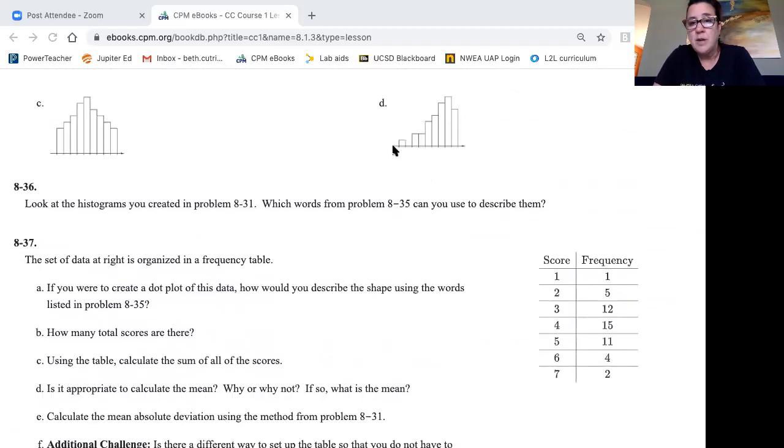So if I'm looking across the bottom here at the score, 1, 2, 3, 4, 5, 6, 7, I would say my score 1, looking at this table, has 1 recorded score of 1, whereas the score 2 would go all the way up to 5. There'd be 5 frequencies in the box in the column for 2. For 3, you go all the way up to 12. There's 12 instances where there was a score of 3. There's 15 instances where there's a score of 4. There's 11 instances of the score of 5.